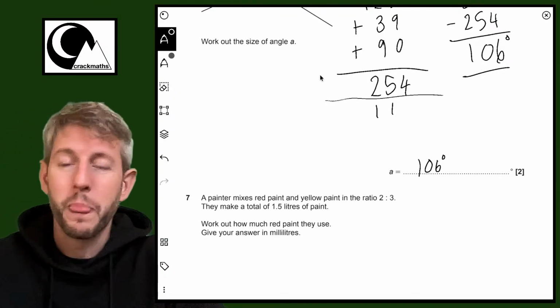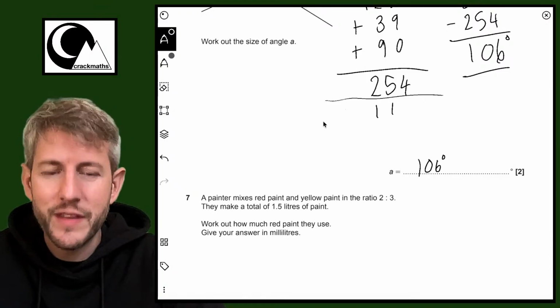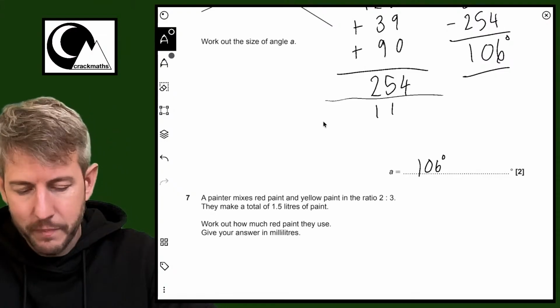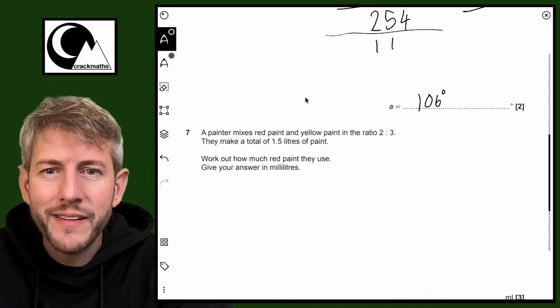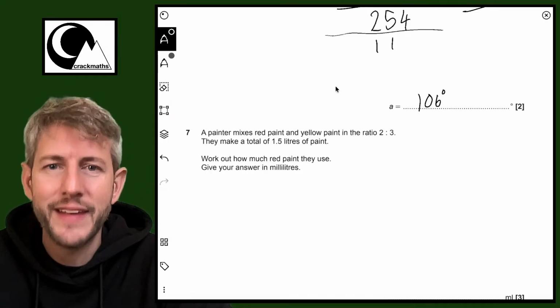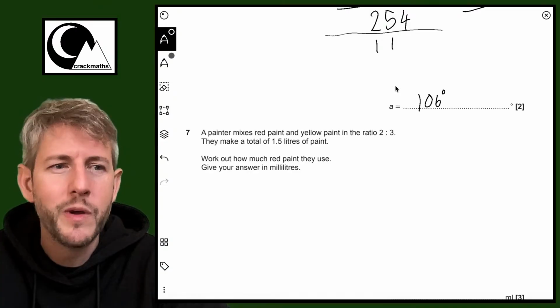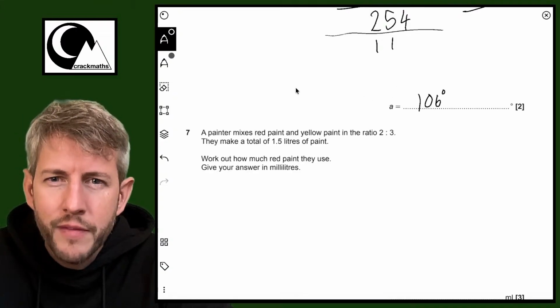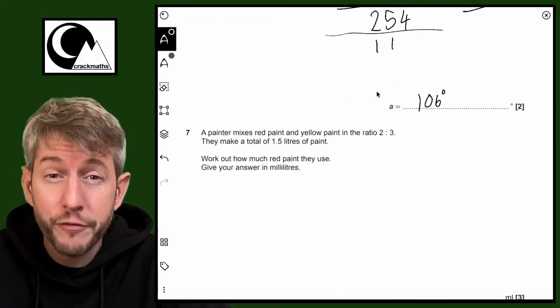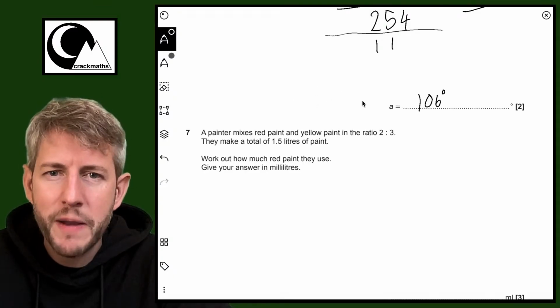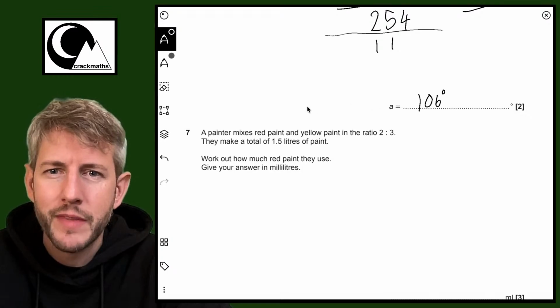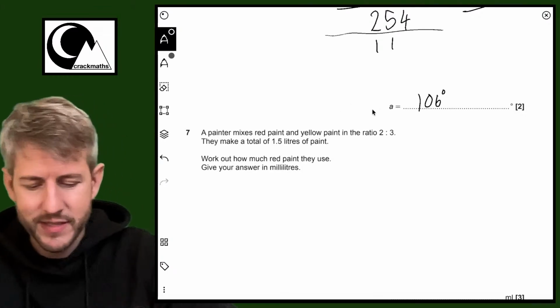106 degrees. Right, let's now look at this question 7 here. And here we go, let's have a look. It says, a painter mixes red paint and yellow paint in the ratio 2:3. They make a total of 1.5 litres of paint. Work out how much red paint they use. Give your answer in millilitres.